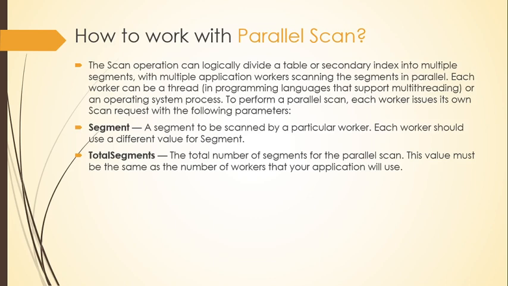So here is how you can perform the parallel scan. You can logically divide your DynamoDB table into multiple segments, and for each segment you can use a multi-threading application. With the help of a multi-threading application, you can assign one segment to one thread, and one thread will be responsible for performing one single scan operation, one single scan request.